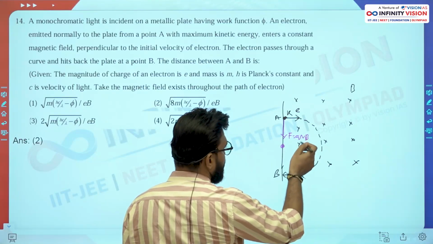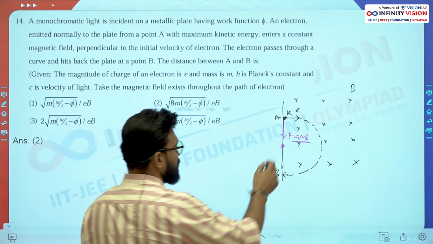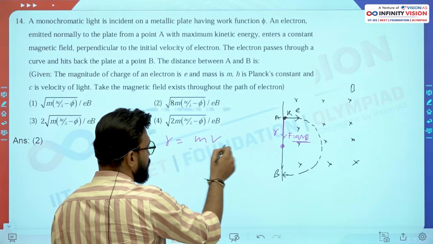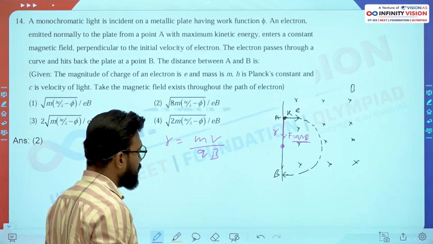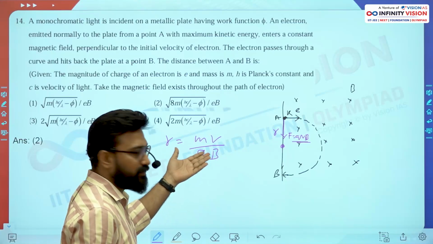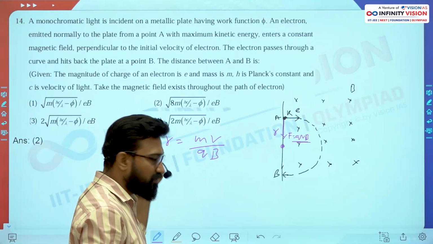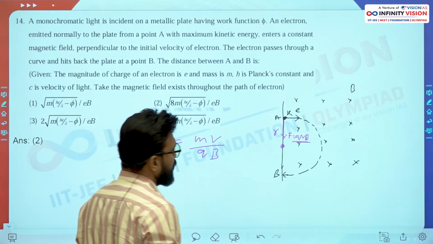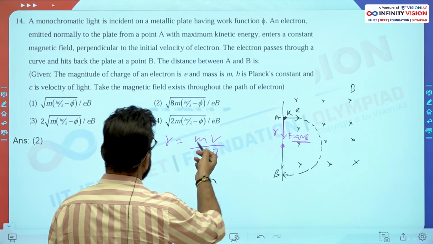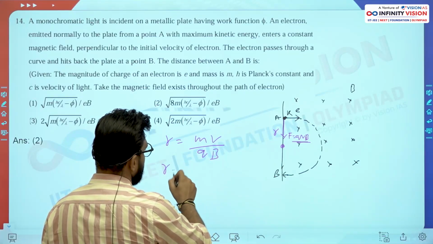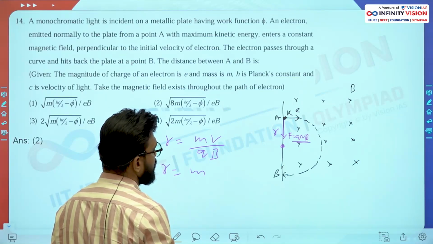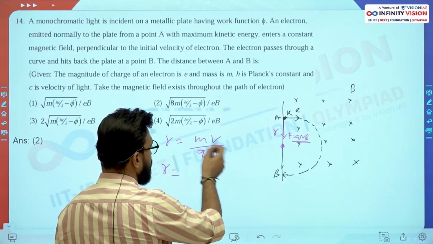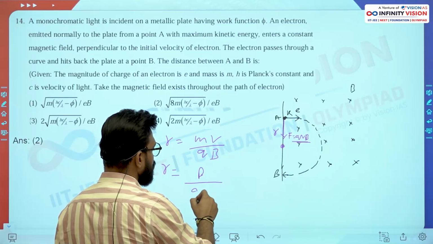Okay, this will provide the necessary centripetal force, and the radius of this trajectory that we already know is mv by qB. If a charged body moves in a magnetic field perpendicular to the magnetic field, this would be the radius of that particular moving charged body, mv by qB. Here m is the mass of the electron and v is the velocity with which it is moving. This could also be written in the form of momentum, so mv is the momentum of the electron divided by qB.